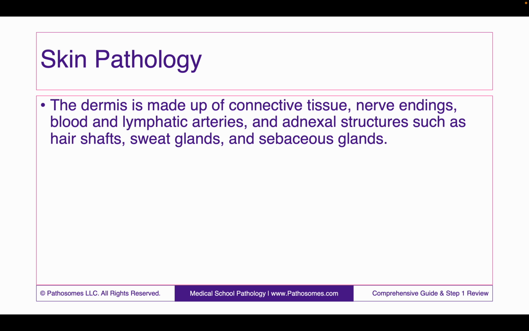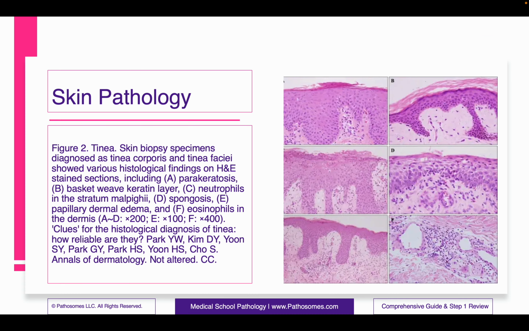The dermis is made up of connective tissue, nerve endings, blood and lymphatic vessels, and adnexal structures such as hair shafts, sweat glands, and sebaceous glands. And here to the right, we have a skin biopsy showcasing specific pathology. In this case, it's tinea, right?